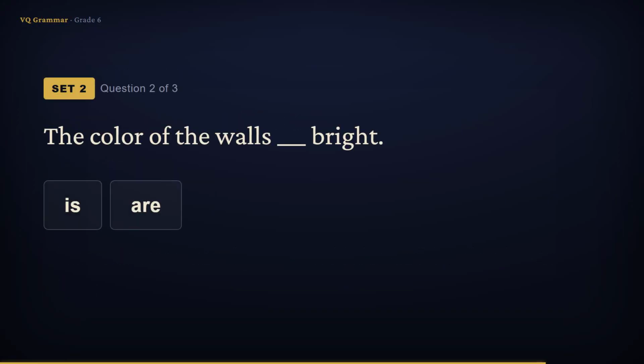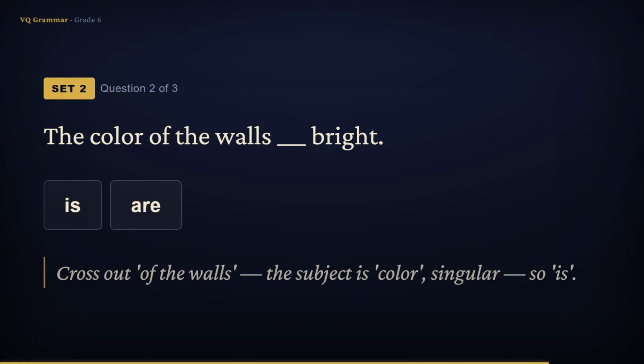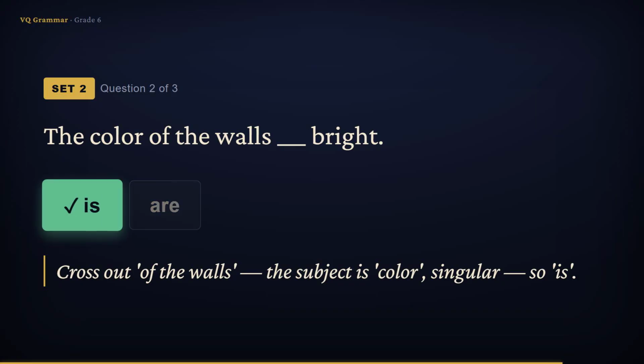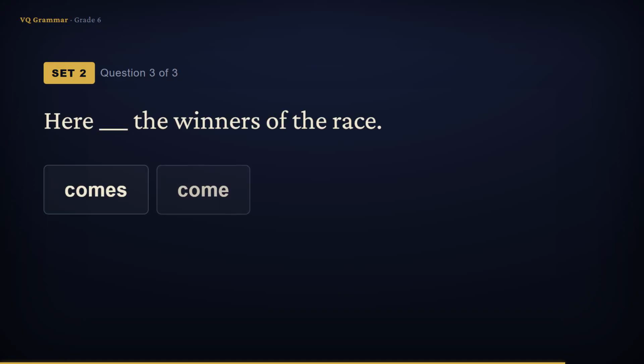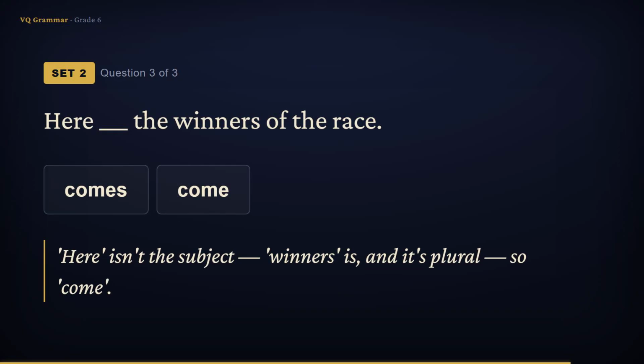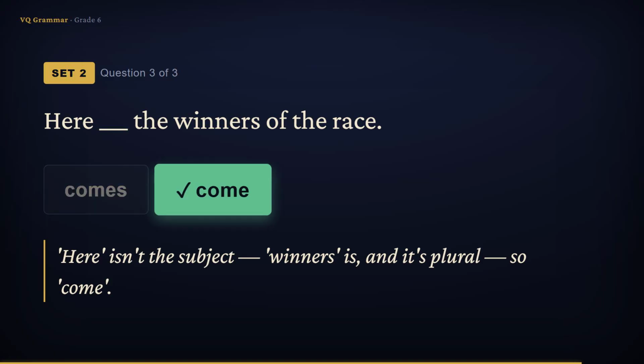The color of the walls blank bright. Cross out the phrase of the walls and read the color blank bright. The subject is color, singular, so the answer is. Here blank the winners of the race. Here is never the subject, so look past it. Ignore the phrase of the race, and the real subject is winners, which is plural, so the answer is come.